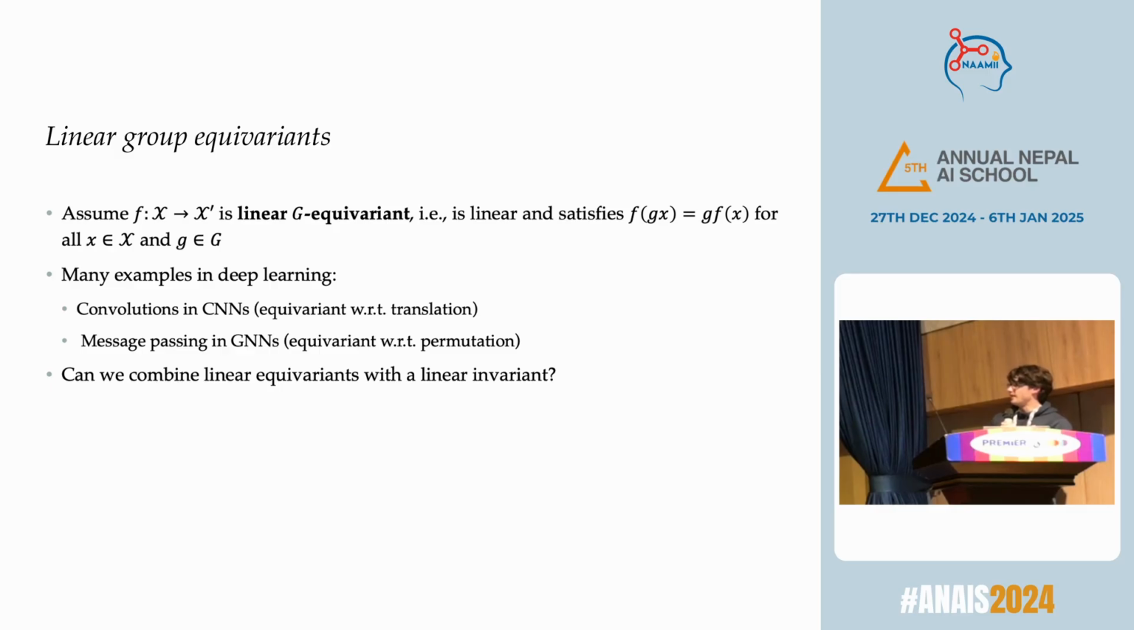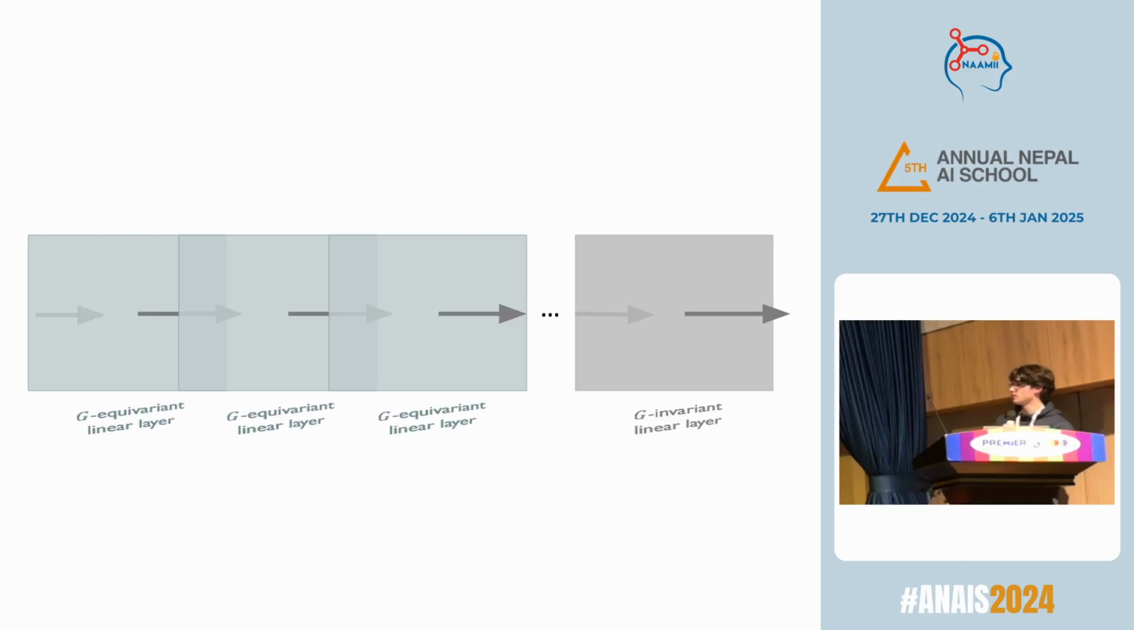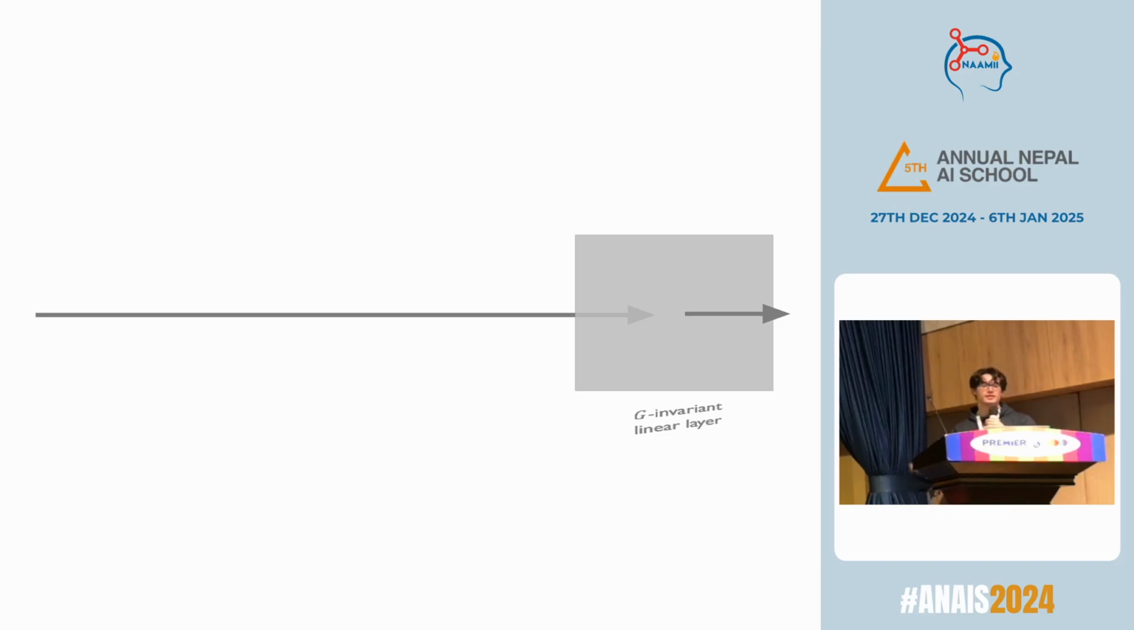But if we look at the layer level, we can have linear G-equivariant transformations. For instance, convolutions in CNNs, what we saw with the translation example before, and message passing in GNNs, which is equivariant to permutations. Now, the idea is how can we take these linear equivariant transformations and combine them with linear invariant functions? The problem is that if you use these G-equivariant linear layers, stack one after the other, and in the end add an invariant linear layer, you end up with just the equivalent of a linear invariant function.